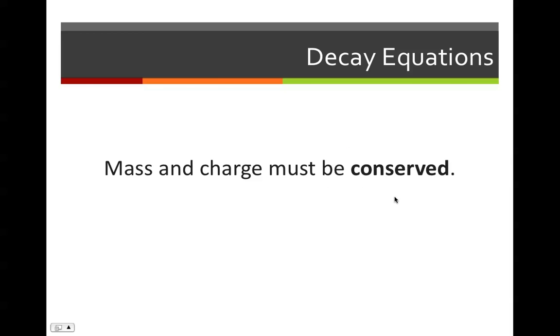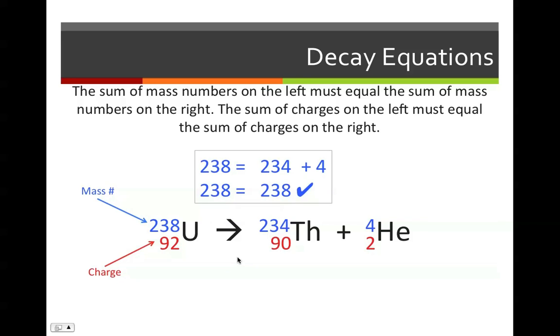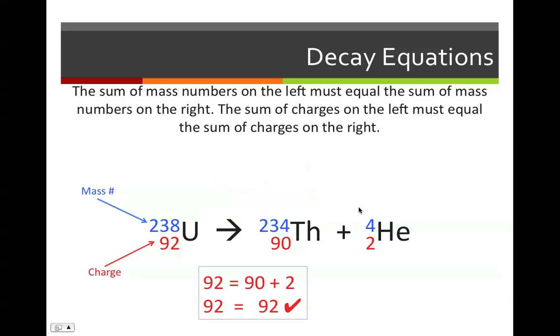So mass and charge must always be conserved. And then here's another example, and I would like you to label a couple of things on your note packet. So again, the blue numbers are my mass numbers, the bottom numbers are my atomic number, which is also my charge. So if I check the left and right here, 238 is equal to 234 plus 4, so that checks out. I basically placed an arrow or an equal sign where the arrow is, and then I'm just adding anything together on each side and checking that they match. And then same thing on the bottom, 92 is equal to 90 plus 2. So again, both mass number and charge are balanced.